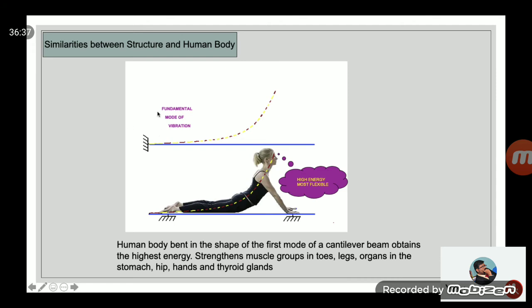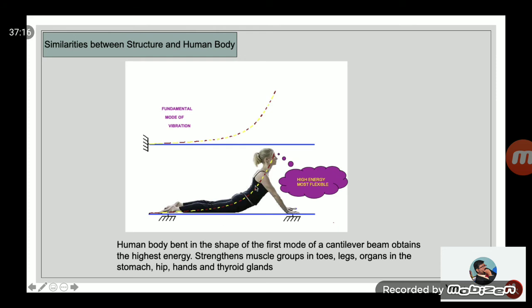I want to show the similarities between the structure and the human body. I'm using this cantilever beam theory. The girl at the bottom who is posing the yoga posture does not have exactly the same boundary conditions, but the curve is very similar to a cantilever beam. So if you use these similarities, you can find that this posture is highly energetic and the most flexible of all the exercises you can do.